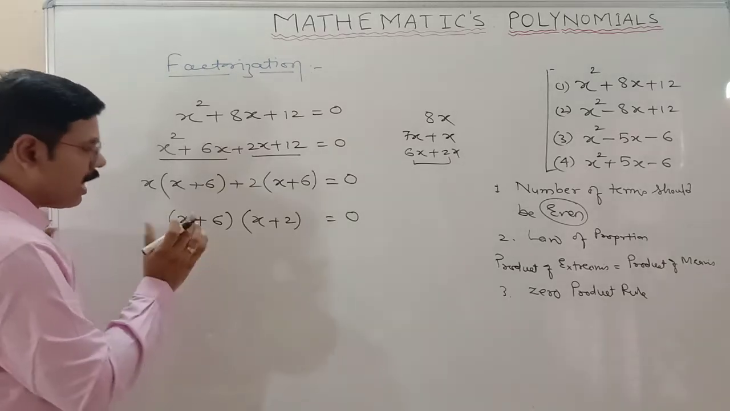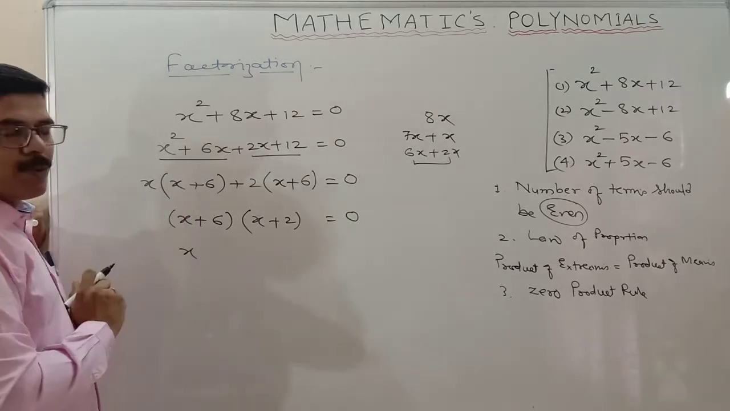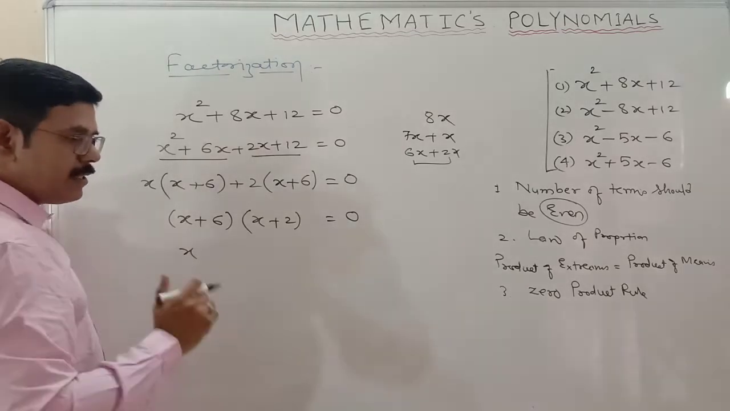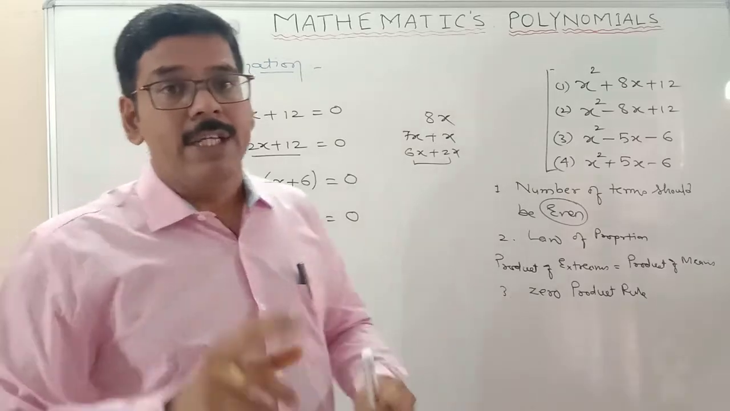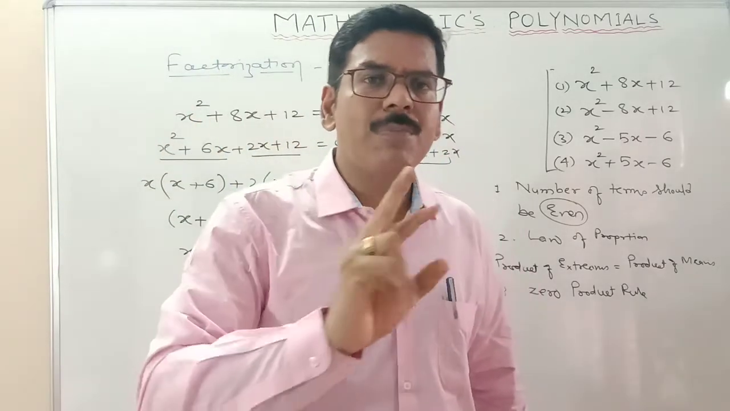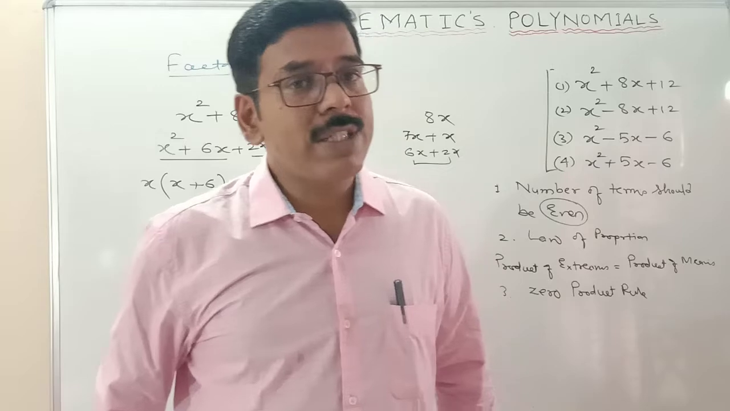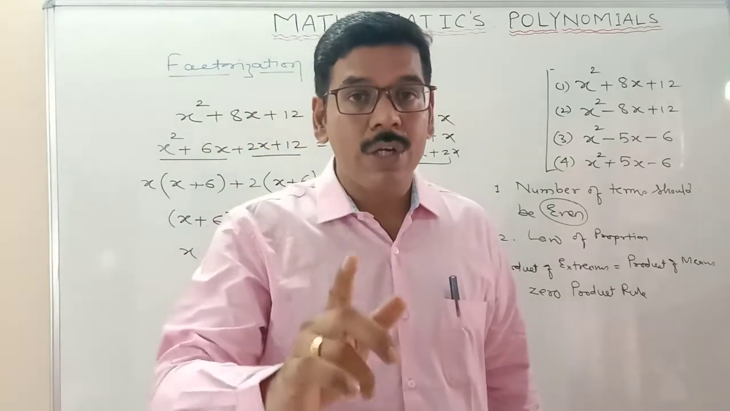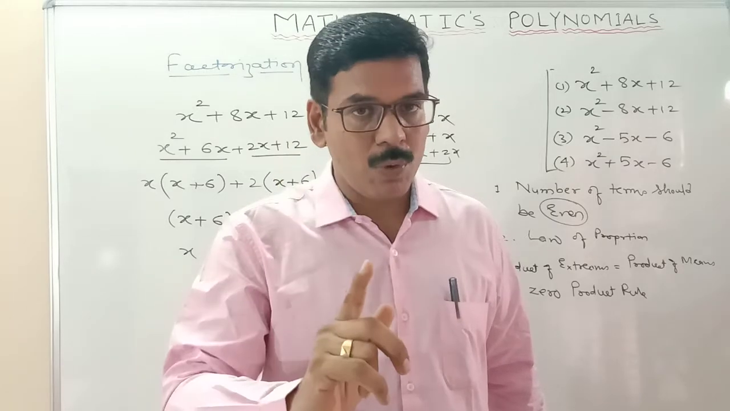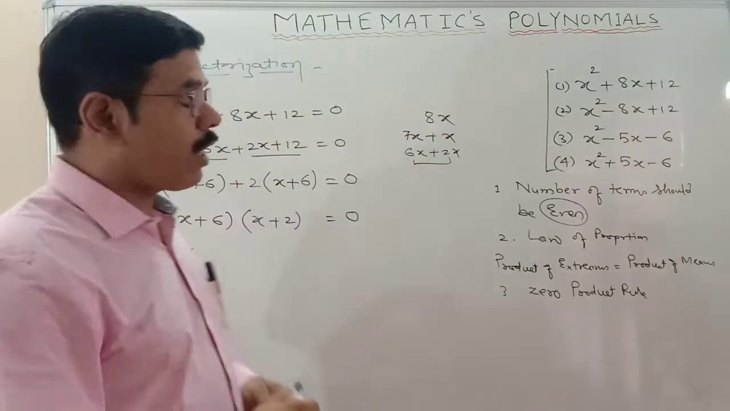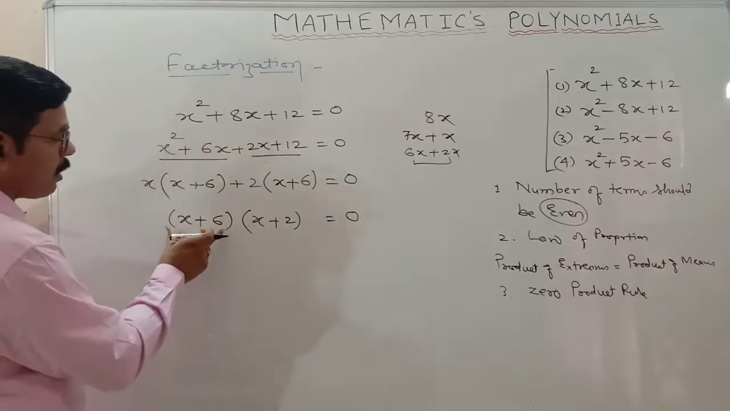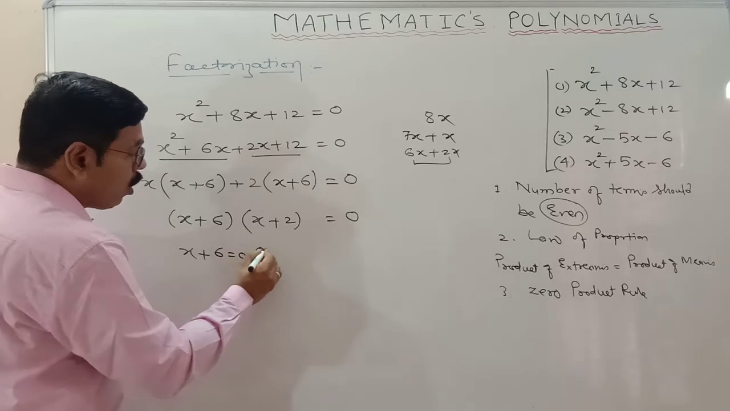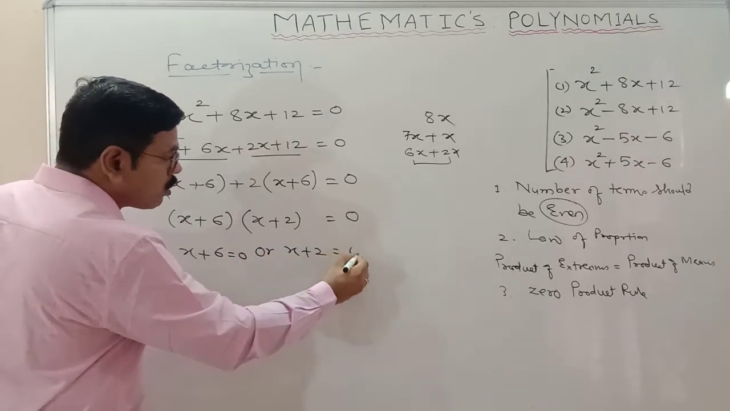Now here we will apply the zero product rule. अब आया बारी zero product rule का. Zero product rule in the sense you should know that if the product of any two numbers is equal to 0, definitely either of them is 0. Okay. इनमें से कोई एक 0 होगा. So as the product of these two factors is 0, x plus 6 is equal to 0 or x plus 2 is equal to 0.